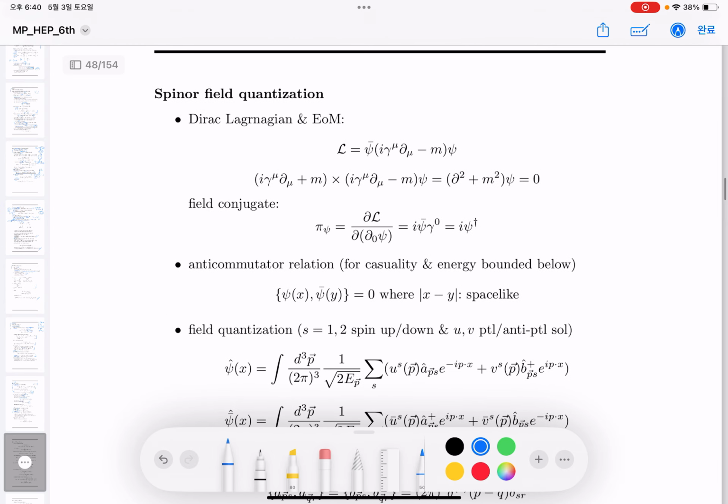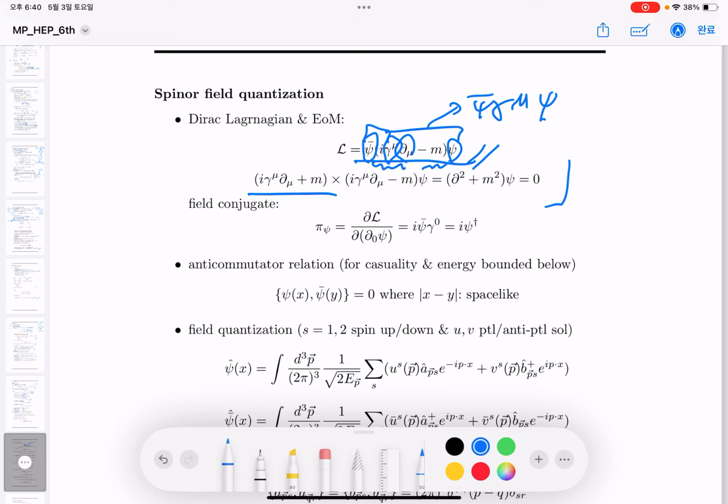So similarly, we can consider the spinor field quantization, like the scalar field quantization. The Dirac Lagrangian is given like that. This is psi bar gamma mu partial mu psi, where psi bar gamma mu psi is the Lorentz vector, so we can define the kinetic term, and this is the mass term. This reduces to the Helmholtz equation.